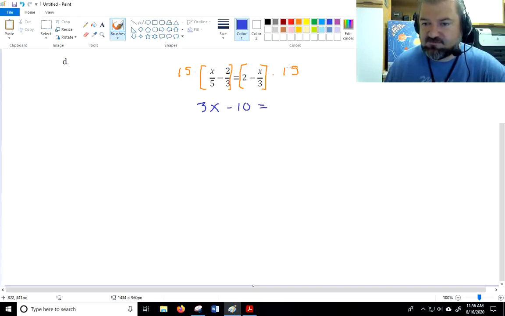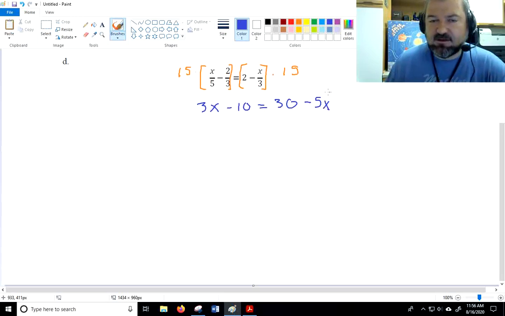All right, next, on the other side, 15 times 2 is 30. 15 times x over 3, we divide first. 15 divided by 3 is 5, and 5 times x is 5x. And because we chose a number like 15 that's divisible by 5 and 3, we're guaranteed that we're not going to have any fractions left over after that first step. So you can see it makes life really easy.